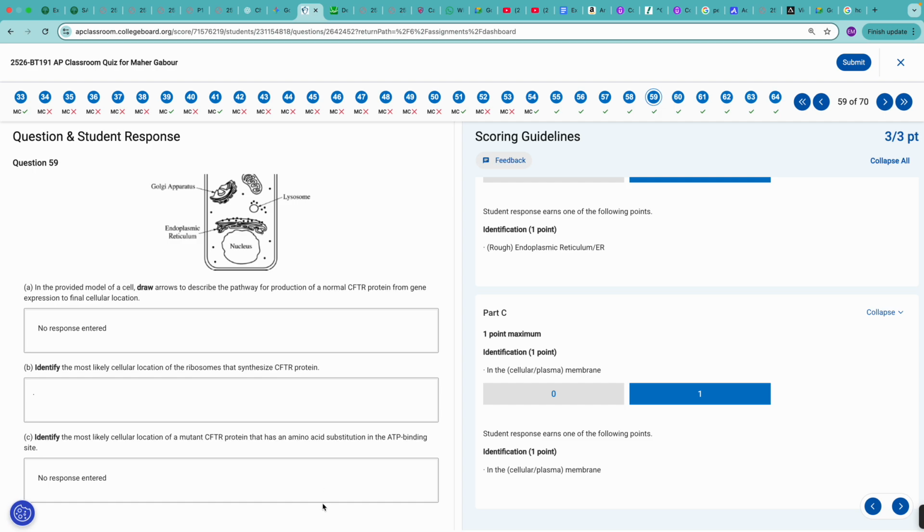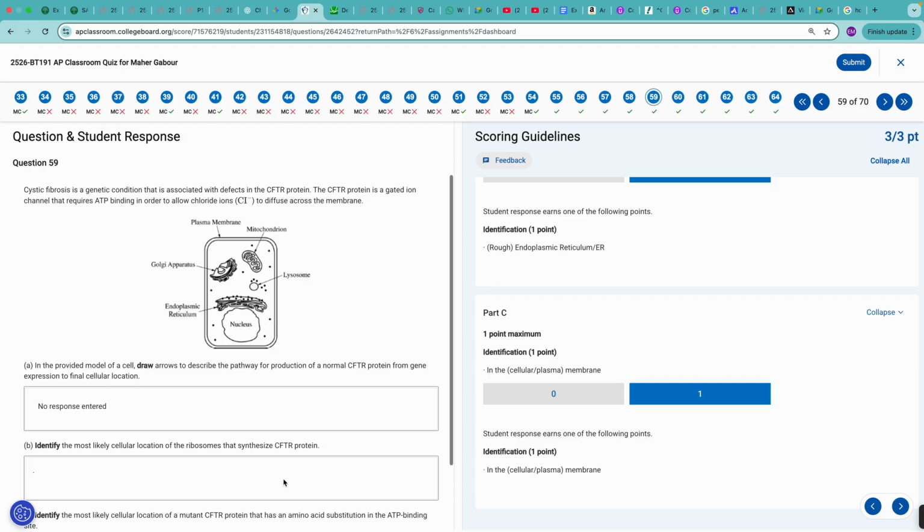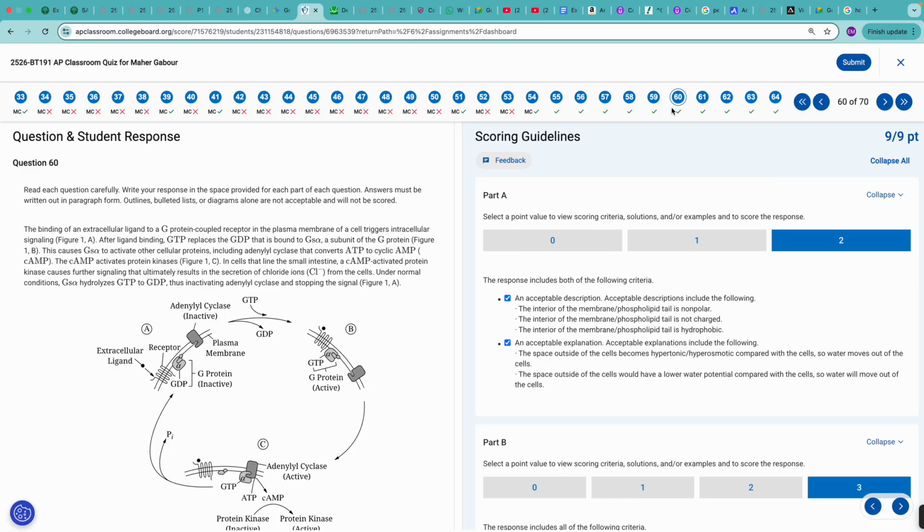Part C, identify the most likely cellular location of a mutant CFTR protein that has an amino acid substitution in the ATP binding site. Again, obviously it will be in the cellular plasma membrane. Why? Because the CFTR protein is a gated ion channel. Gated ion channels are in the plasma membrane. They are embedded in the plasma membrane. Even if it's mutated, it will still be in the plasma membrane.